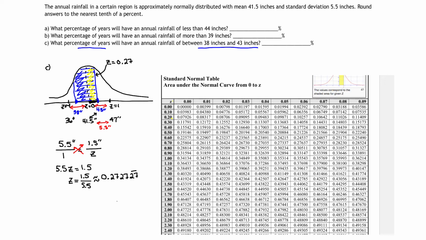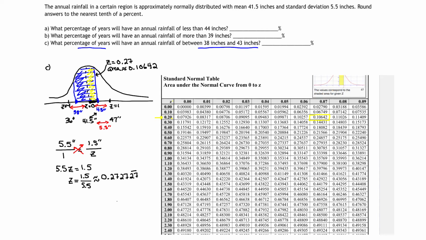Now that I have that z-score, I can use my standard normal table and calculate the area under that normal curve. So at z equals 0.27, that puts me right here. 0.27 gives me an area corresponding to that yellow area of approximately 0.10642. All right, so that's the area on the right side in the yellow band.